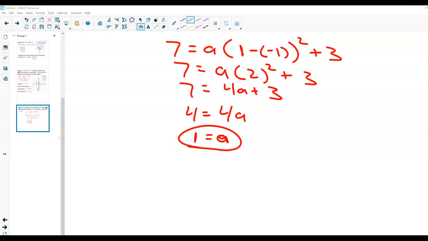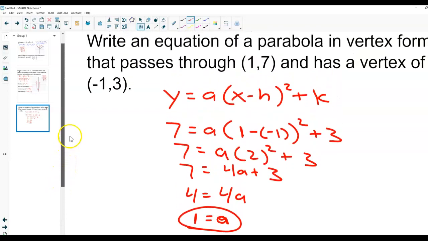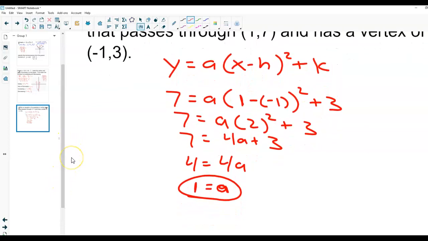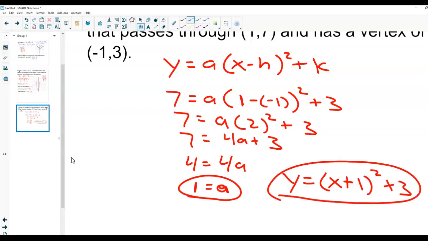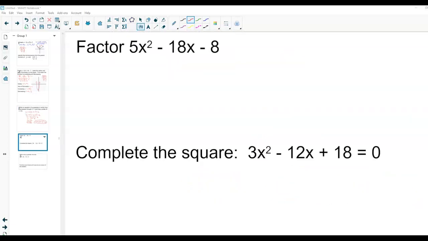So my answer, if I had any other number other than 1 for a, I have to write the number a in. In this case, the answer is literally y equals (x + 1) squared plus 3. You always put the vertex back in. We don't write minus a -1. It's plus 1 squared plus 3. And if you plug your point in, it should work out. 1 plus 1 is 2. 2 squared is 4. 4 plus 3 is 7.